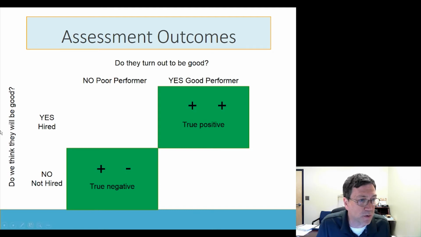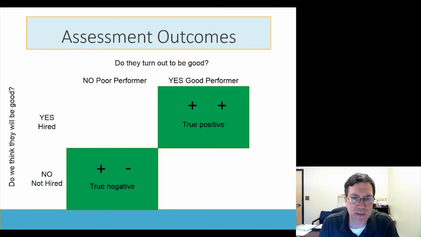Top right hand corner here, we thought they would be positive. It turned out that they were positive. It's a true positive. We thought they were going to be negative. It turned out that they were negative, so it is a true negative. So the pluses and the minuses are generally put there to kind of help you visualize it, but don't be confused by the plus minus. A plus minus means that they turned out to be negative when they thought they were going to be negative.